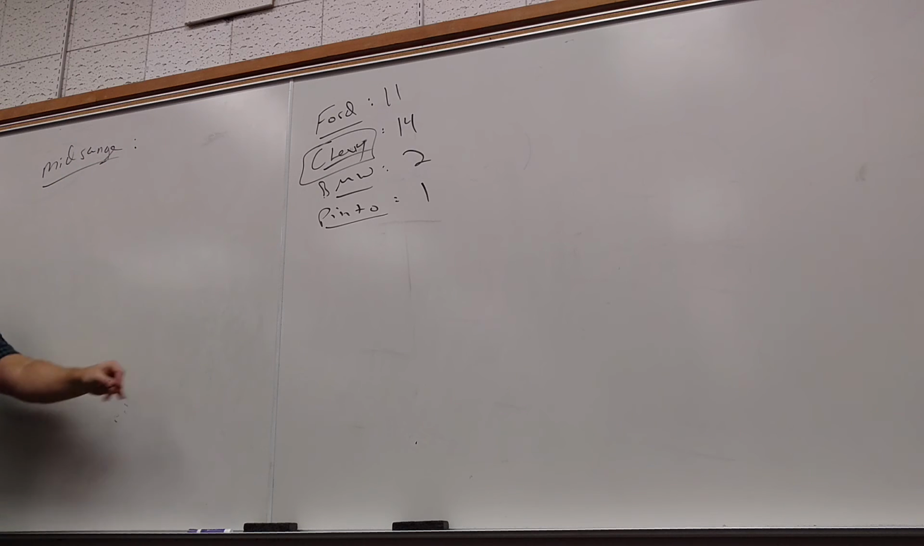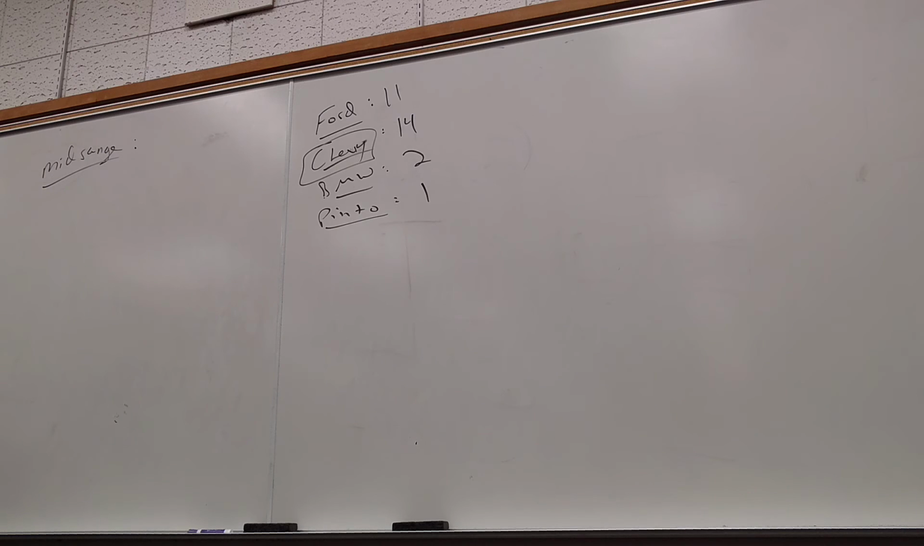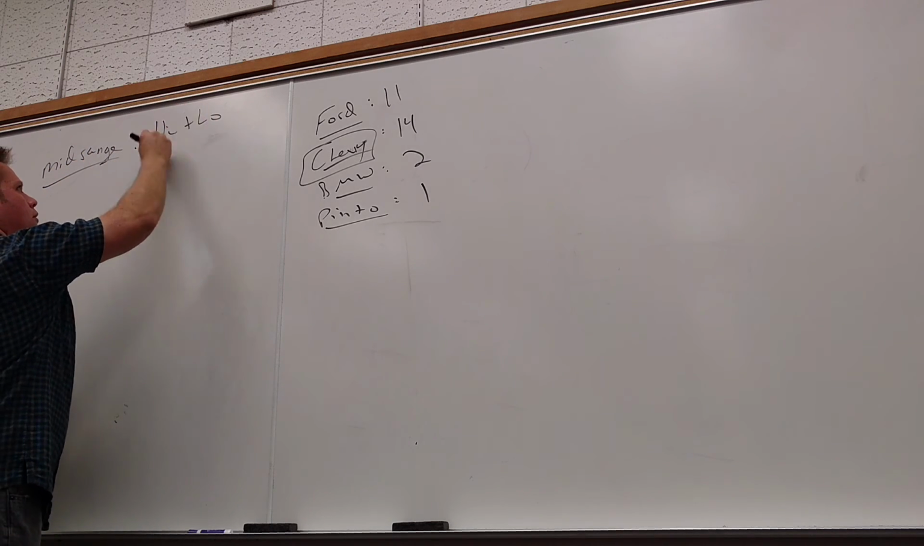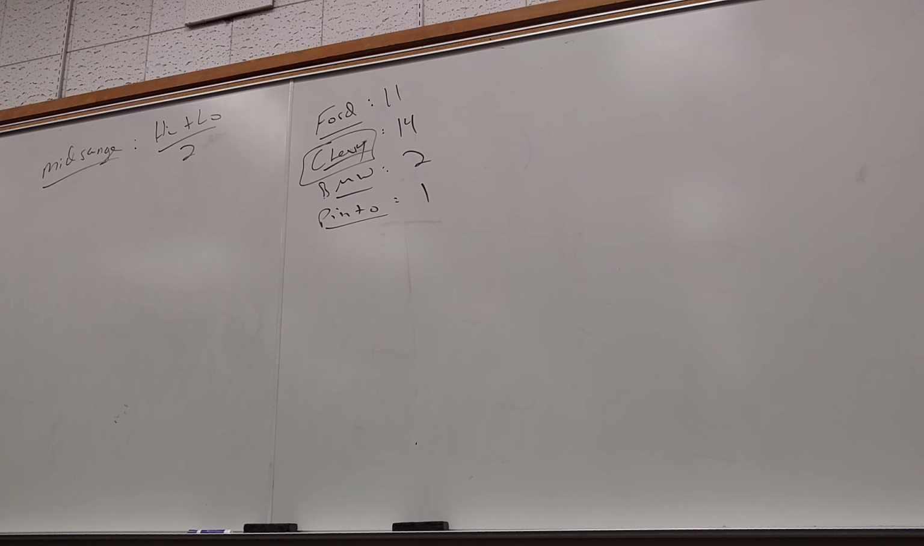So here's what sucks though. Range is high minus low, because I want to see how far to go to get across the whole set of data. Mid-range, what are you going to do with the high and the low to figure out the middle? How do you find the middle of any two numbers? You take the average, after you add them together. So range is high minus low. Mid-range is high plus low divided by 2. It's the middle of the range. The name tells you what to do. Please don't let that be difficult.